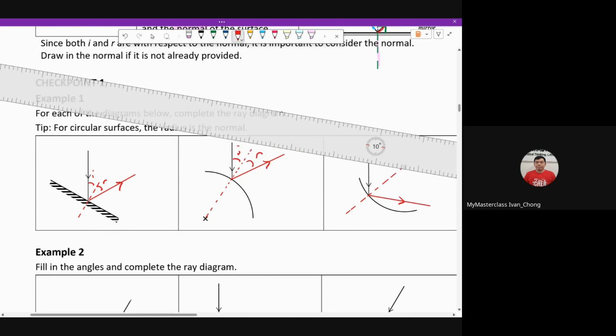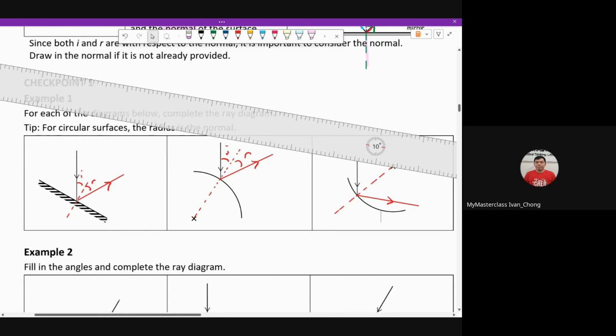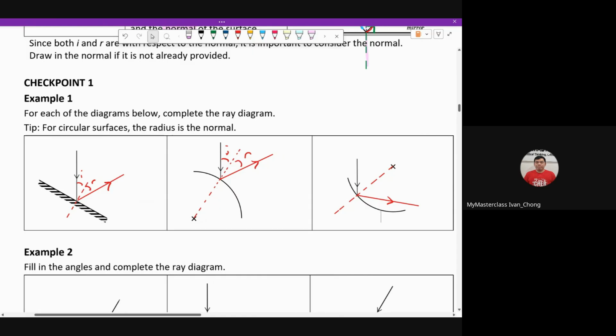Now, if you notice all of the light rays that I have been drawing, I have the arrow itself. If you omit the arrow in your working itself, you will actually be penalized 1 mark. So do take note, which is your I, which is your R. I is basically coming towards the surface, so your arrow is towards the surface. R is moving away, so you move away from the surface itself. Okay?